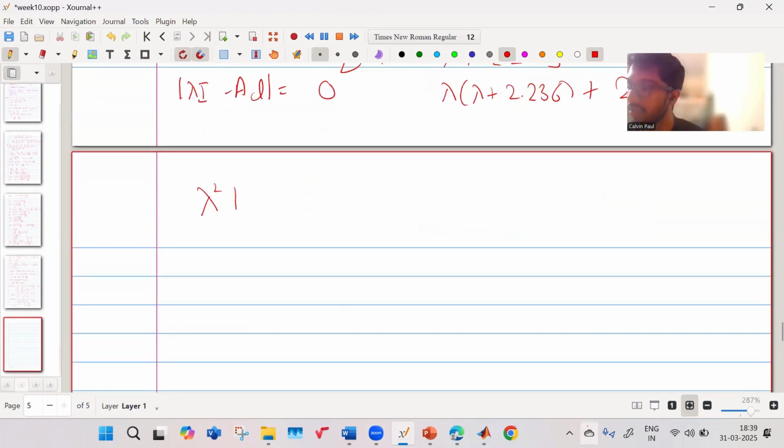That is lambda square plus 2.36 lambda plus 2. So we have to solve this equation. We will get the eigenvalues of the closed system.